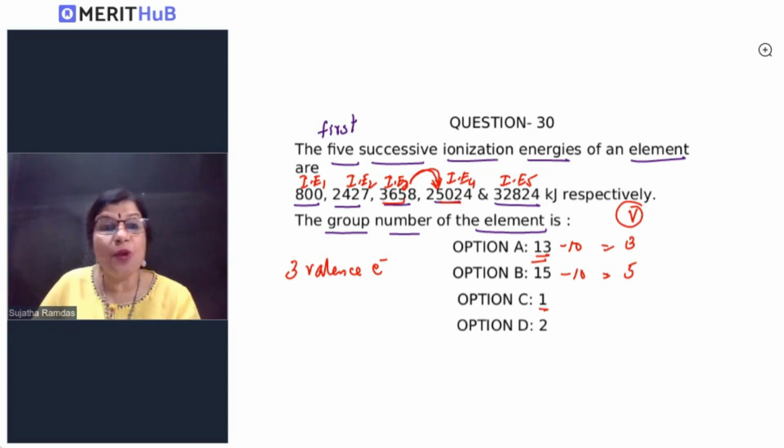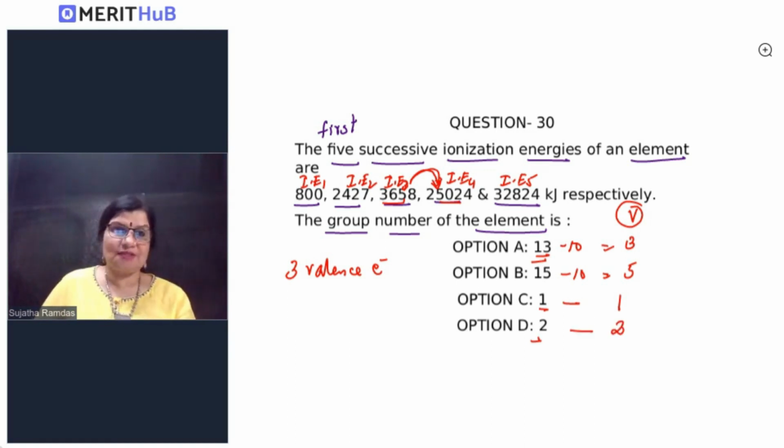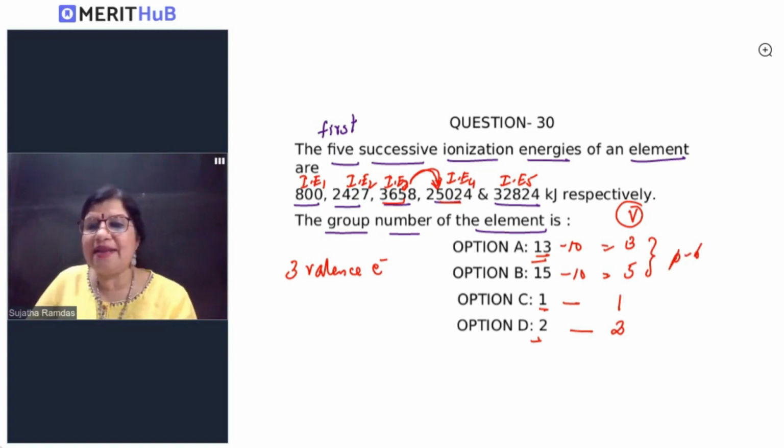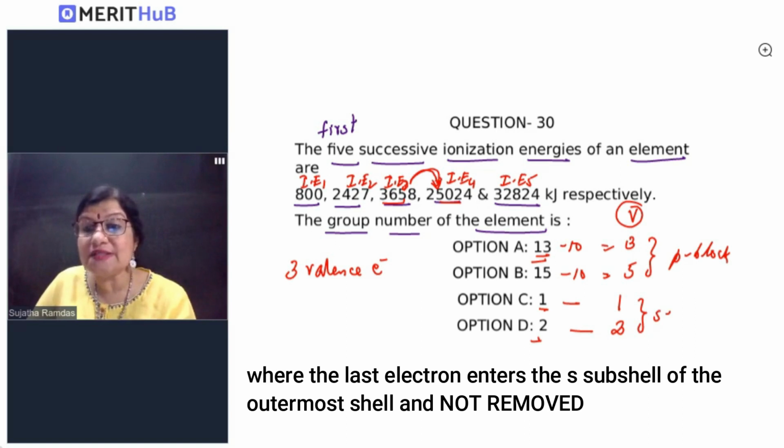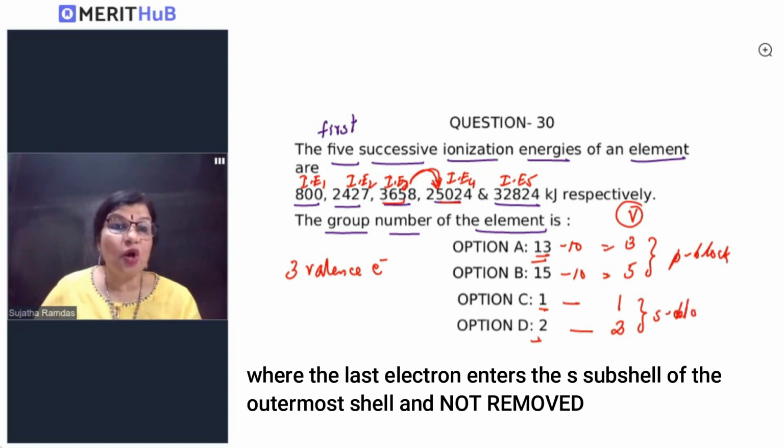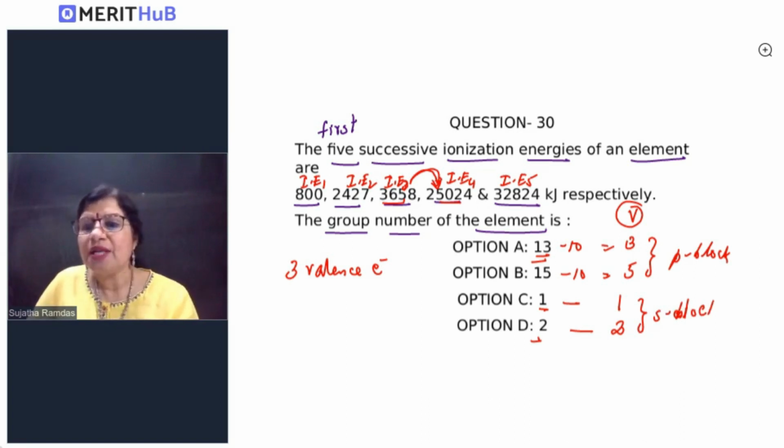These are the S block elements, groups 1 and 2. So here there is one valence electron and here there are two valence electrons. These are the P block elements and these are the S block elements where the electrons are removed from the S subshell of the outermost shell. Okay, now this is just the general discussion. We've already got our answer. The answer is option A. But let's do an example.